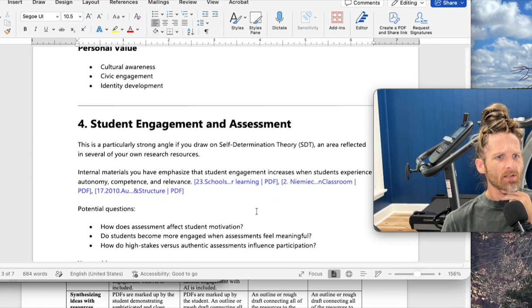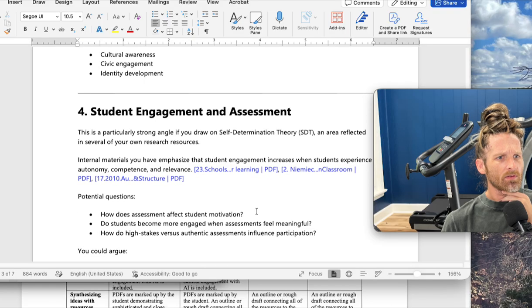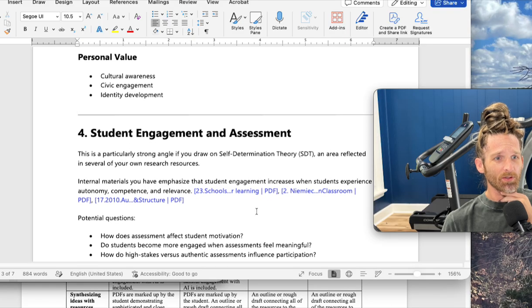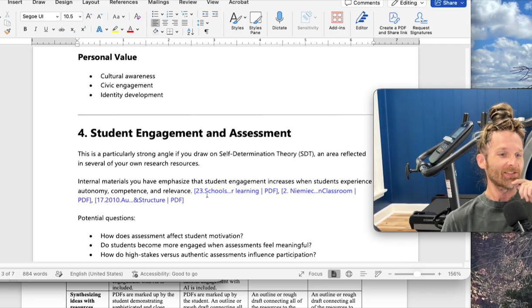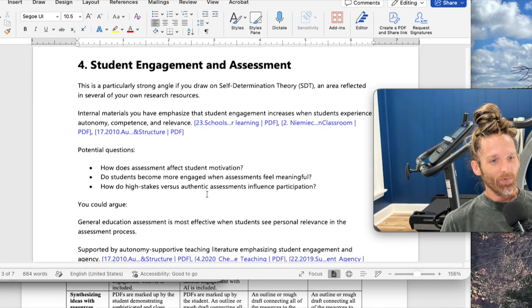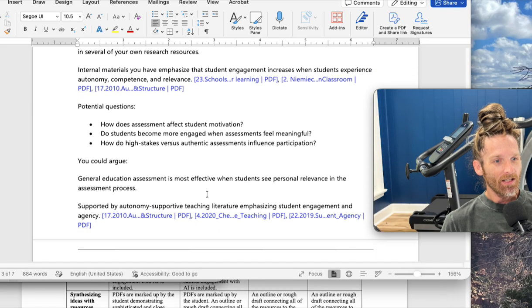Student engagement and assessment. Oh, student engagement and assessment. This is a particularly strong angle if you draw on self-determination theory, an area reflected in several of your own research resources. I've written a book about self-determination theory, and they're recognizing that I've shared a lot of these articles with colleagues. That's interesting. Cool. Thanks, CoPilot, I feel seen.